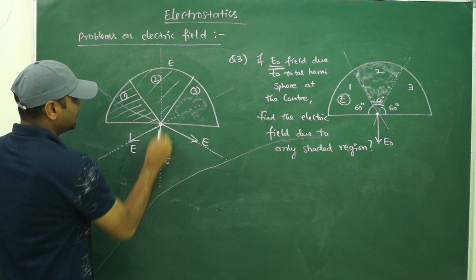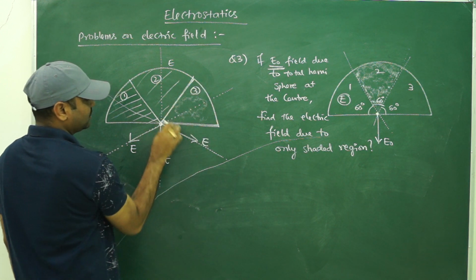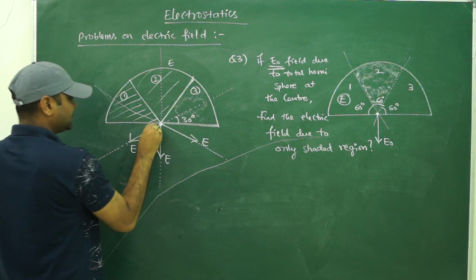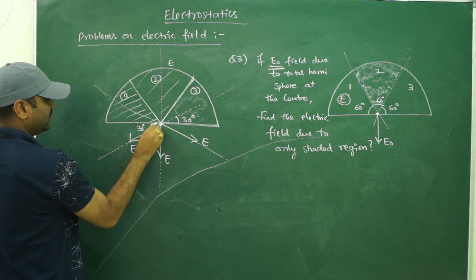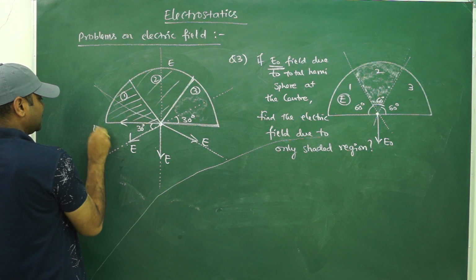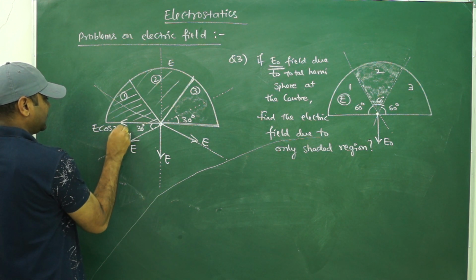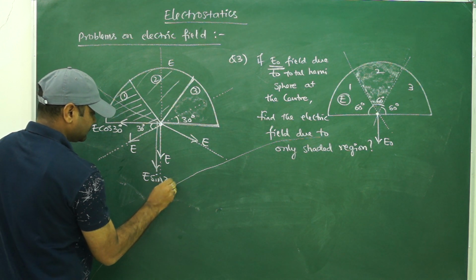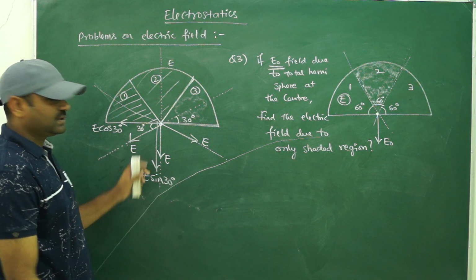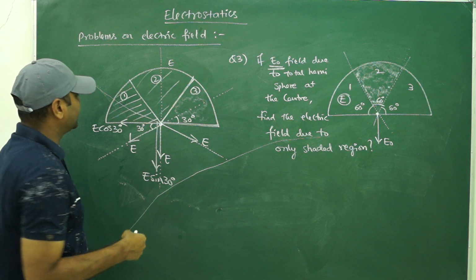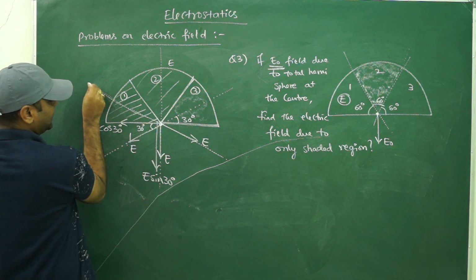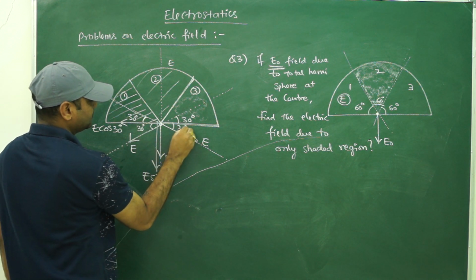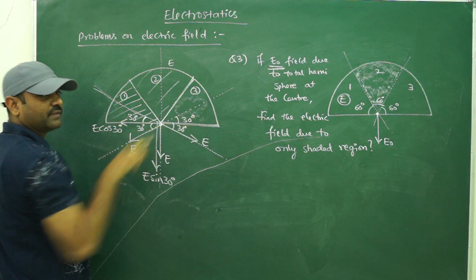Then how to do it? If I take one part, the total angle is 60, so this angle will be 30, and this angle will be 30. So I can make components: E cos 30 for this, and the other component is E sin 30 in the downward direction, where E is the field due to one part. Please remember that point. Again this is the angle bisector, so this angle will be 30 and this angle also will be 30. I think you are able to find the angles.